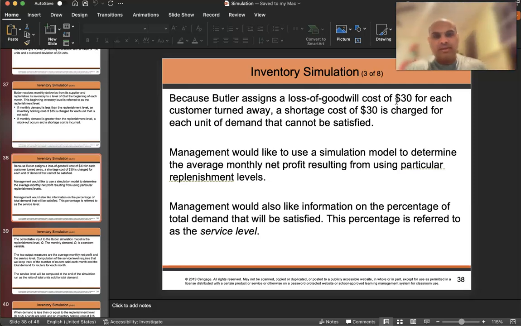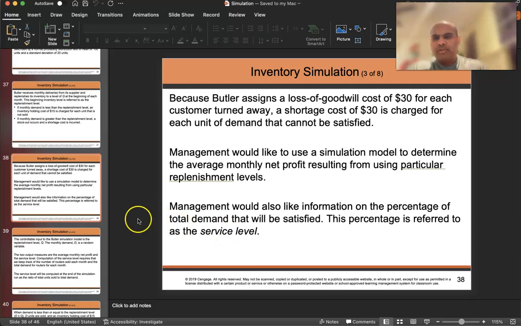So not just this sale that you're making, but also potential future sales that you could have made to them, and they are probably not going to come back to you because you don't have the router when they were looking for one, right? So management would like to use a simulation model to determine the average monthly net profit, and they would also like to find the service level. So the two metrics that we are most importantly looking for are net profit and service levels.